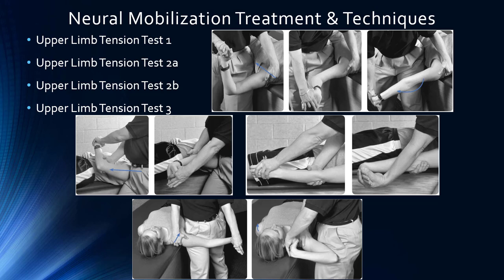Upper limb tension test 3 for the ulnar nerve. The patient is supine and the clinician stands next to the patient's side. Depress the patient's shoulder girdle with the patient's arm resting on the clinician's thigh. Laterally rotate the patient's shoulder, then abduct the shoulder. Flex the elbow, extend the wrist, and extend the fourth and fifth fingers. The patient can actively flex the neck laterally away from the arm being treated.